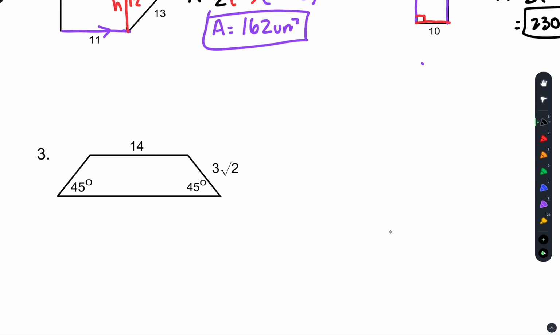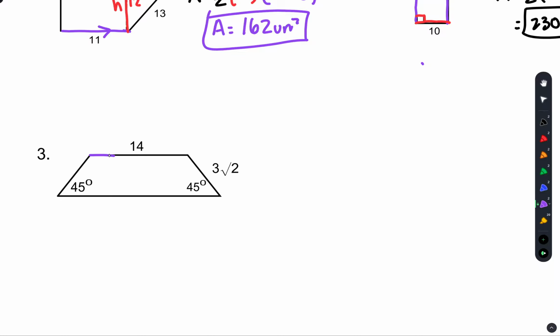Take a look at number 3. Here's where things get weird. If I ever see 45, 30, or 60 degree angles, my brain is automatically, or it should automatically be going to special right triangles. How am I going to solve this using special right triangles? We're going to take this apart. What things do I have in my formula? What things do I need to find in my formula?